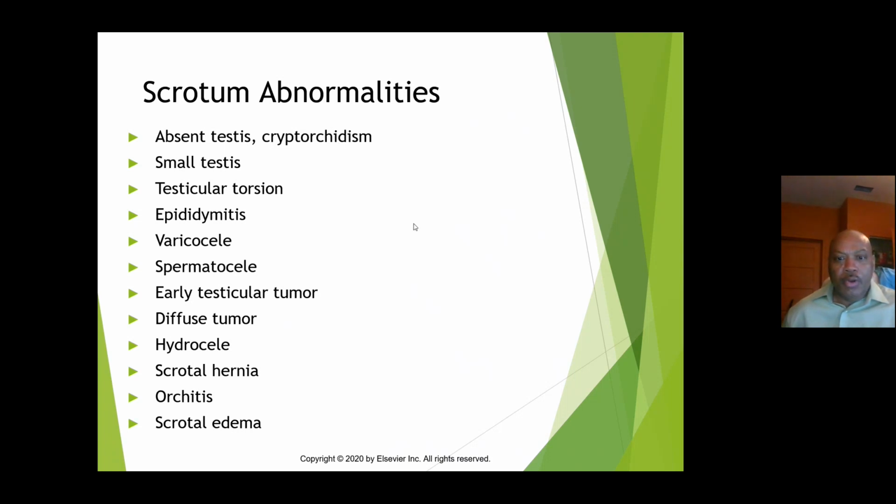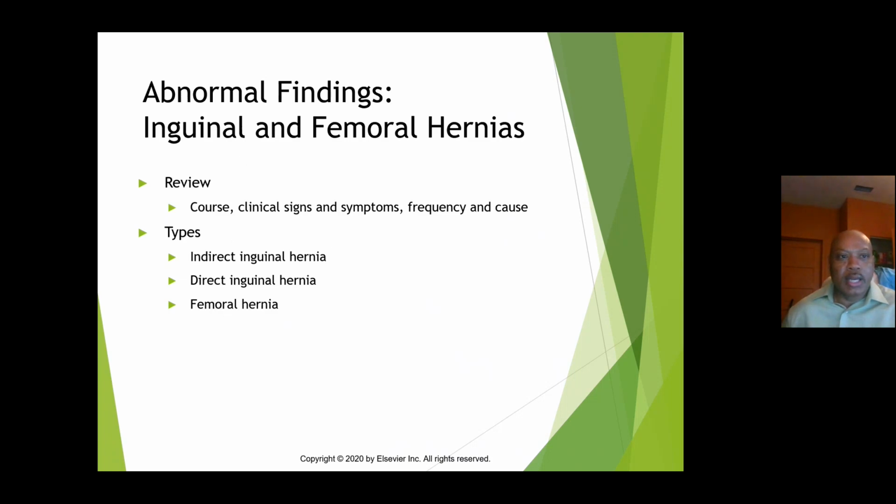All right. And then, of course, there are the hernias. Take a look in your book, table 25.7. It talks about the inguinal and femoral hernias. It gives you an example of indirect inguinal hernias, direct, and also femoral hernias. And so just take a look at that information. It tells you about the course of the disease, the clinical symptoms and signs, frequency, and also cause. And so you can skim that information as well.